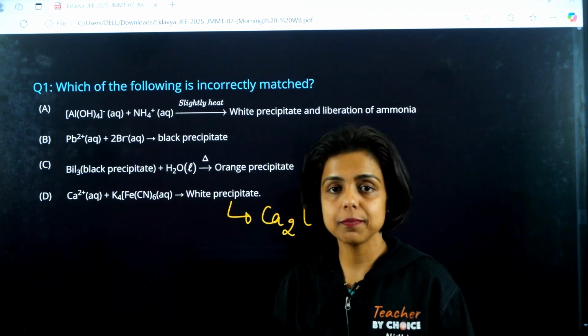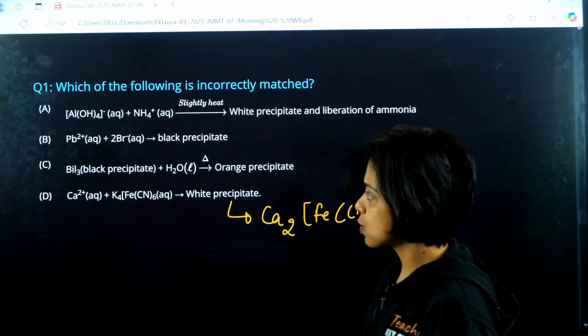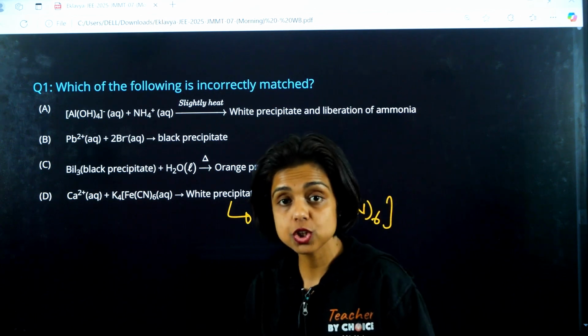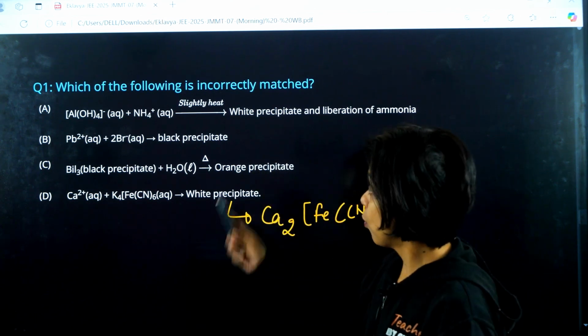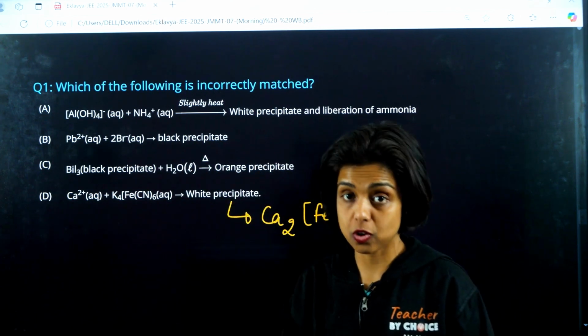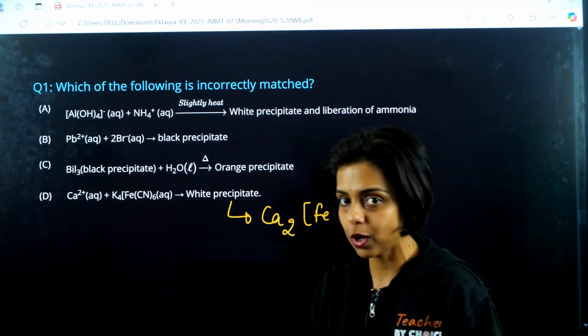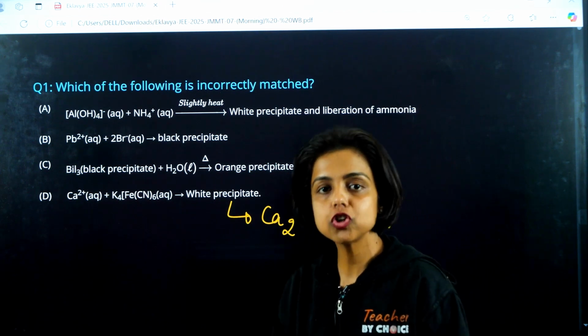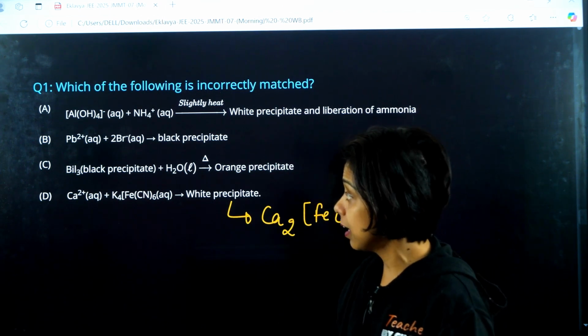Which of the following statements is incorrect? So the first one: there is a complex on reaction with ammonium hydroxide. What will it form? It will form the white precipitates of aluminium hydroxide along with the evolution of ammonia. So the first statement is correct.